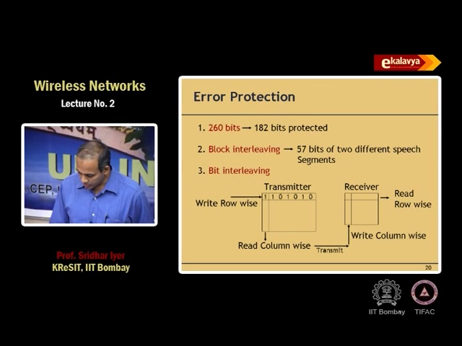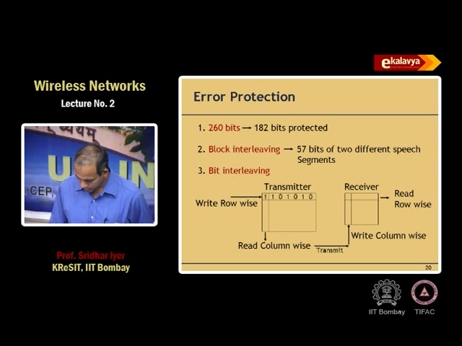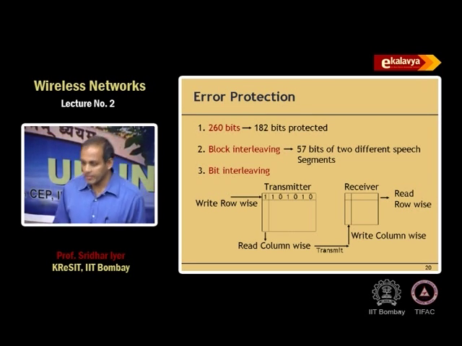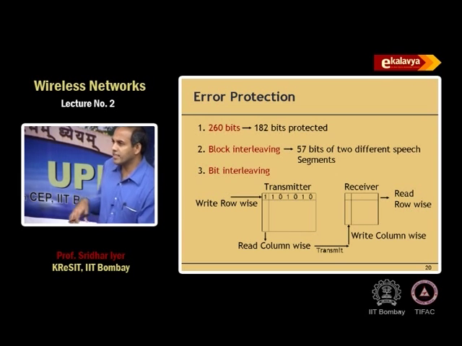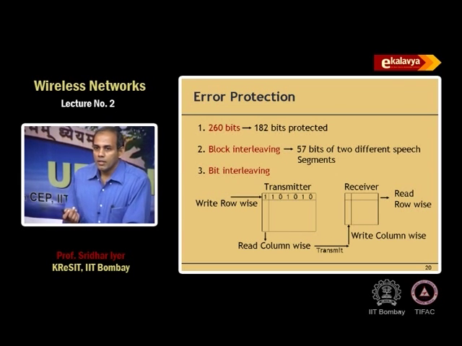So what it does is with these 57 bits, it writes the 57 bits into an array in a row wise manner, and reads column wise. What is the effect of this? See, all our speech error recovery techniques work if there are one or two bits here and there which are in error. If a huge chunk of bits are lost which are contiguous, then the error recovery mechanism becomes hard.